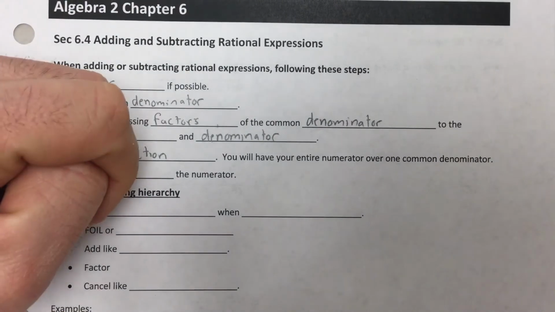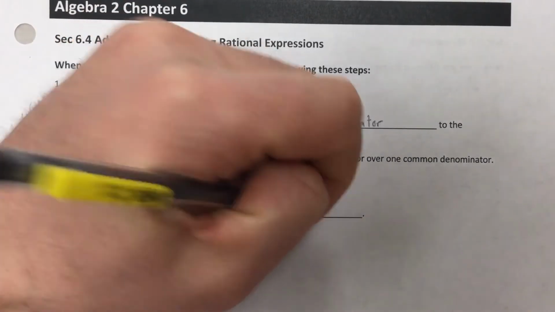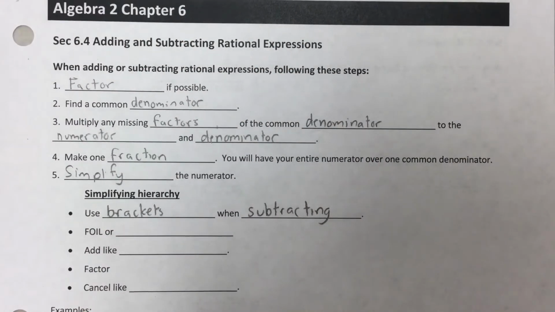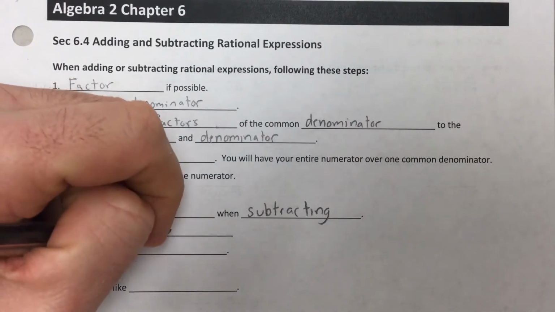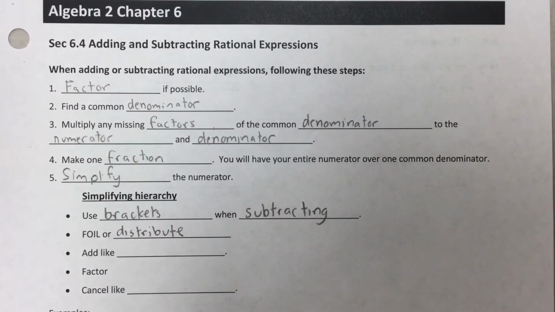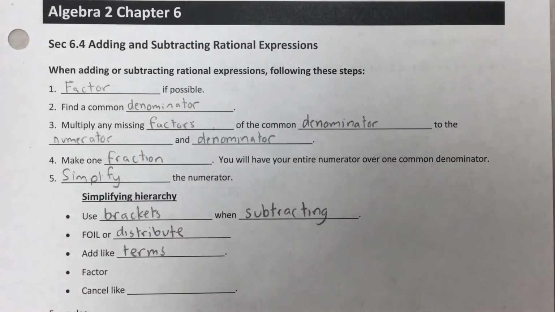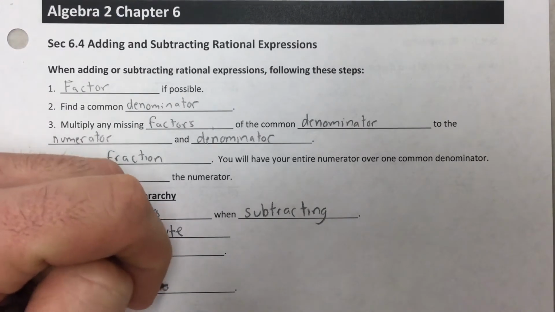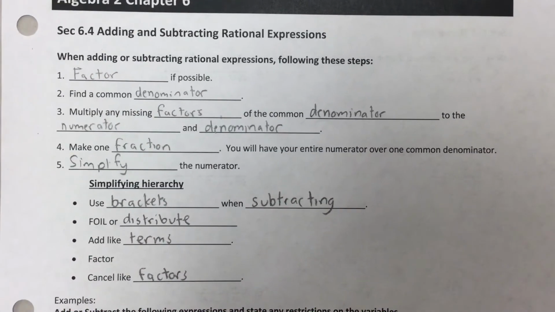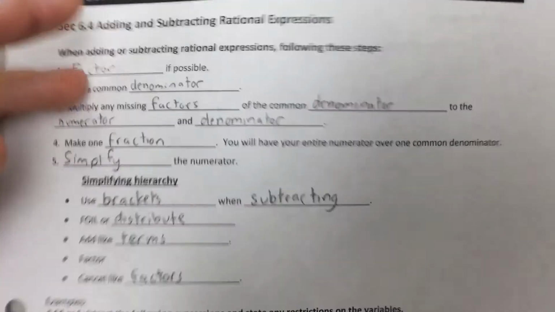First thing you want to do is make sure you use brackets or parentheses when you are subtracting. Once you do that, you want to FOIL or distribute, depending on the type of problem, if you have that. After you FOIL or distribute, you can add like terms. You want to look to factor then, and then finally you can cancel like factors. The biggest mistake is people want to be canceling way too soon, and they're not canceling factors. They're canceling terms. So the last thing you should be doing is cancel factors after you do all this other stuff. All right, so let's look at a couple examples.